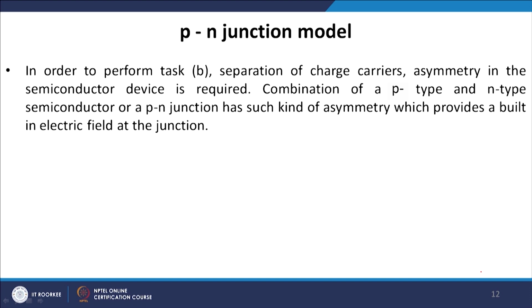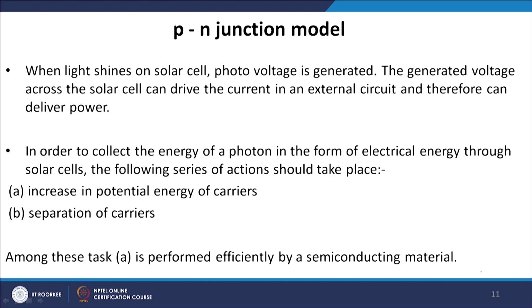So, to construct a solar cell device, there are two properties that have to be satisfied. What are those two properties? Let us once look back. One of them is the increase in the potential energy of the carriers, and that a semiconductor can do efficiently. And the second is separation of charge carriers, because unlike in a conductor, where the electron was the dominant charge carrier, here I have two different types of charge carrier, one is electron, another is hole.